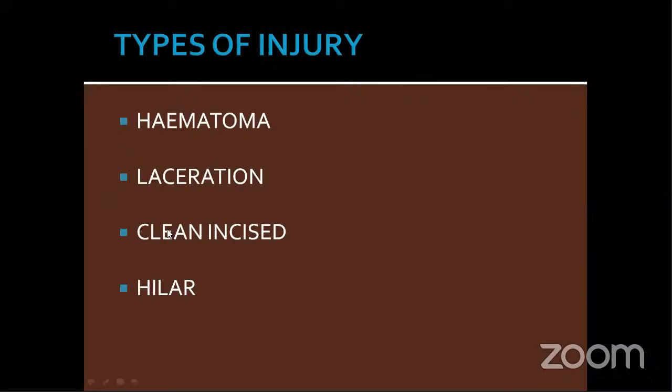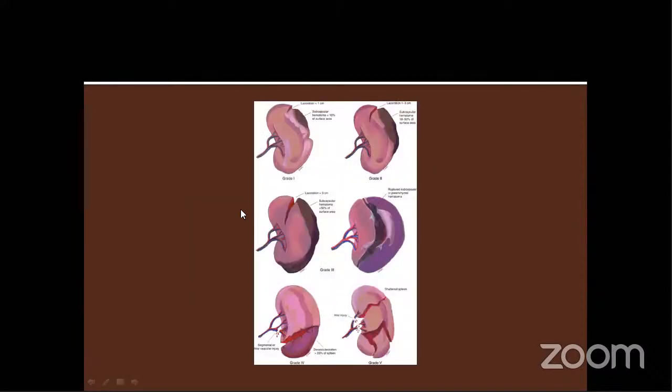One is hematoma formation. Okay, the blood can get clotted and cause a hematoma, or there could be a laceration, or it could be like a clean incised wound, or the pedicle. Once the pedicle is injured, this is called hilar injury, causing immediate devascularization and torrential bleeding. So it could be a simple hematoma, laceration, incised wound, or any hilar injury. Okay. So these are the different pictures.